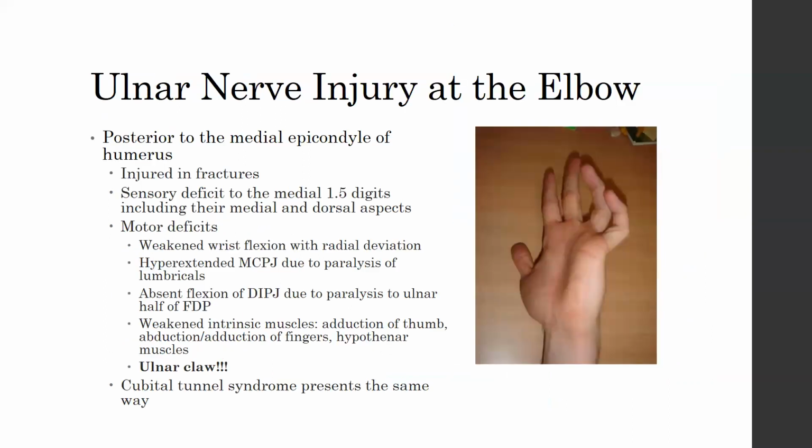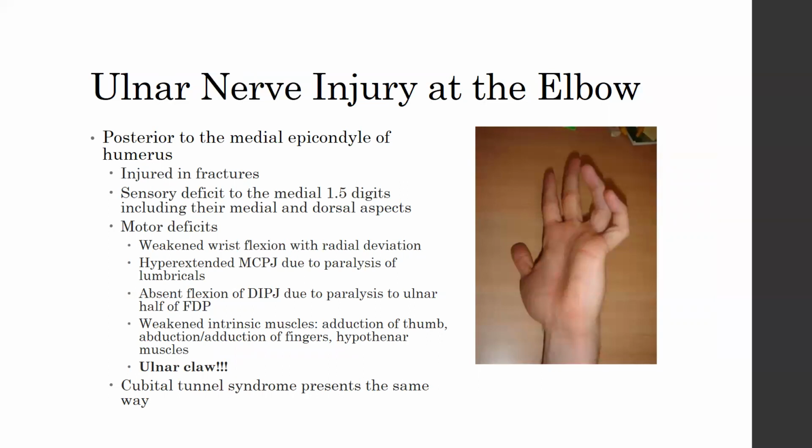Ulnar nerve injuries higher, so posterior to the medial epicondyle. It's injured in fractures, like if you're smashing your funny bone. Sensory deficit to where it supplies in the hand and the fingers, and motor deficits as well. You can get weakening of wrist flexion because it supplies flexor carpi ulnaris. And when you're trying to flex your wrist, it's going to move to one side, to the radial side. You can get hyperextended MCPJs, as shown in the photo. That's because of your loss of your lumbricals, and your extensors are unopposed in their action.